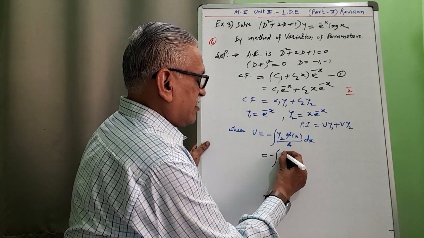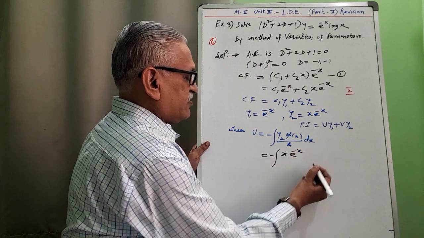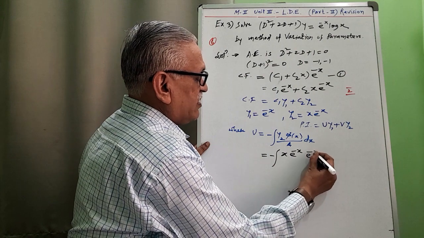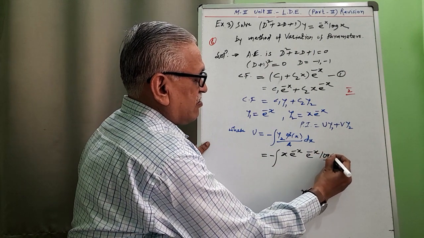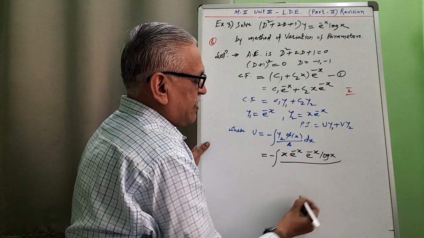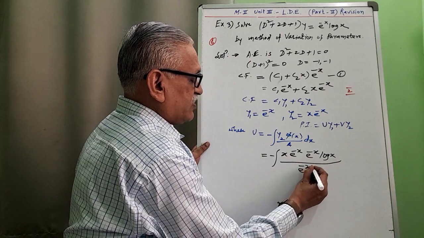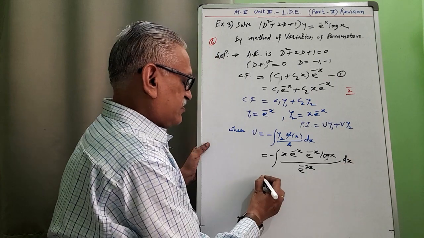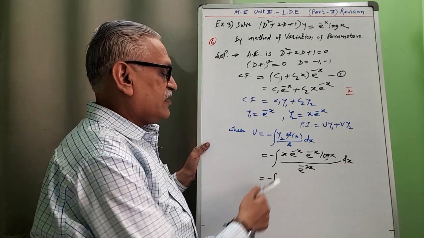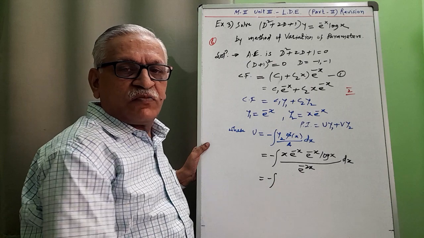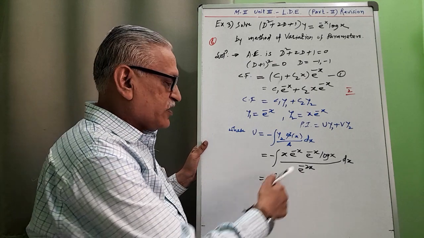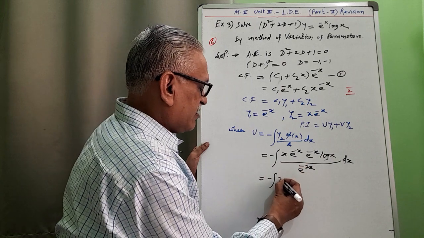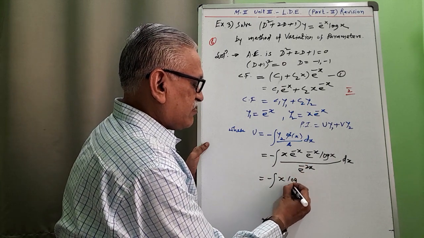y2 is x e raised to minus x, phi of x is e raised to minus x log x, divided by e raised to minus 2x, the value of e, and then its integration with respect to x, minus. e raised to minus x into e raised to minus x becomes e raised to minus 2x, which cancels with this e raised to minus 2x. Remaining terms are x into log of x.